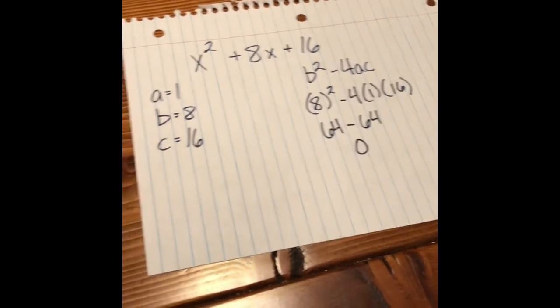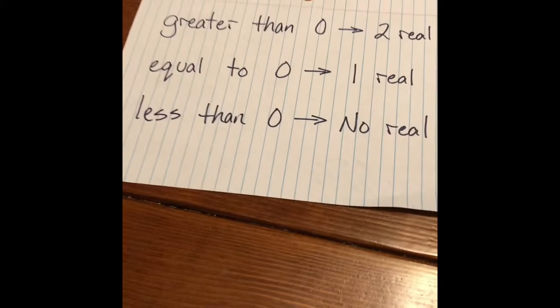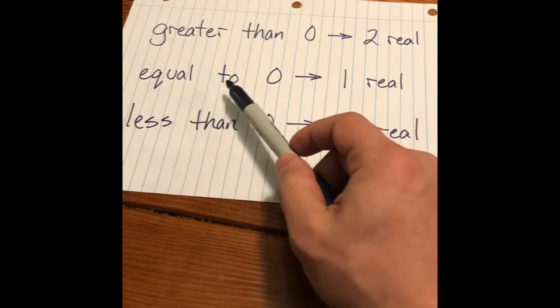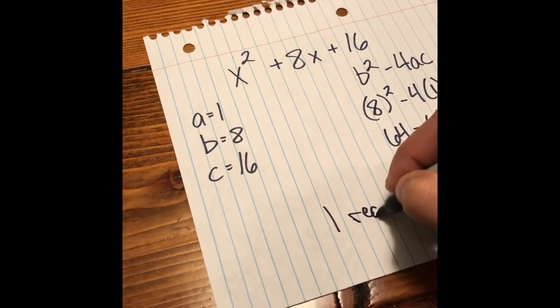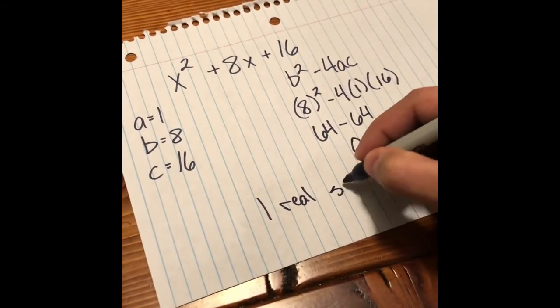My favorite number. If we look back over here, it says if the discriminant is equal to 0, our answer is one real solution. So right here, our answer would be one real solution.